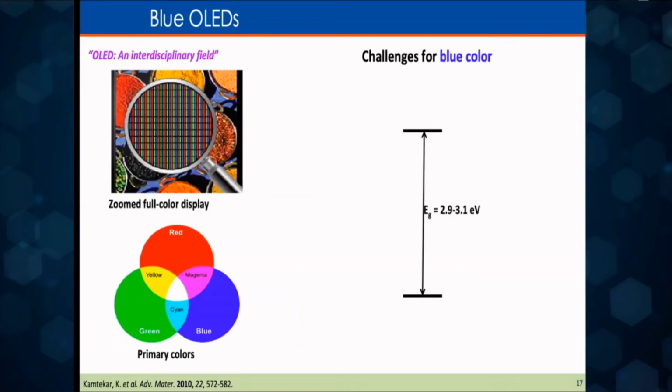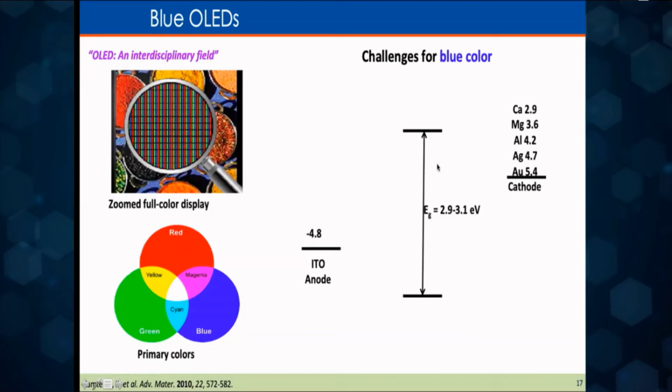I'd say one of the major problems in blue is that you need a wide bandgap semiconductor, around 2.9 to 3.1 eV. Once you start developing this wide bandgap semiconductor, then you need to really play with the electrode work function. Can you avoid a mismatch? Can you have a minimum barrier between the electrode, and what kind of electrode are you going to use? And are these materials going to be stable? So these are the major questions.